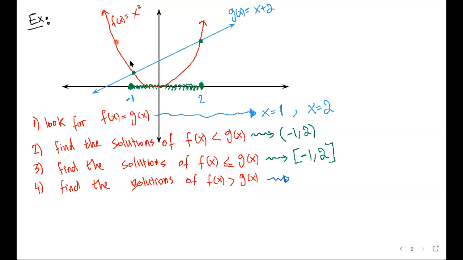So I know the function f of x is the red color, and I know the function g of x is the blue color. So I'm looking for when the function f of x, the red color, is above the function g of x, or on top of the function g of x. Starting from here, all these x values, the function f of x is higher than the blue color g of x, until this point.